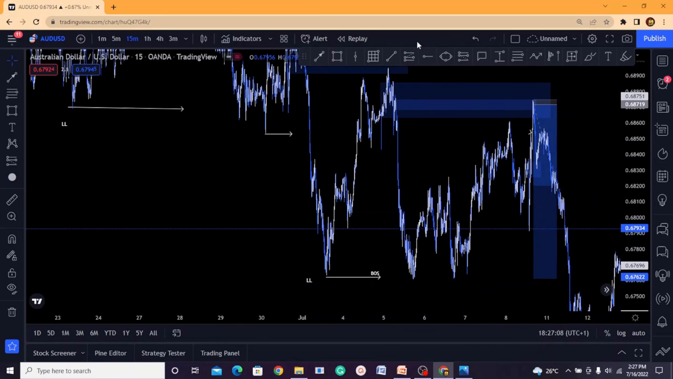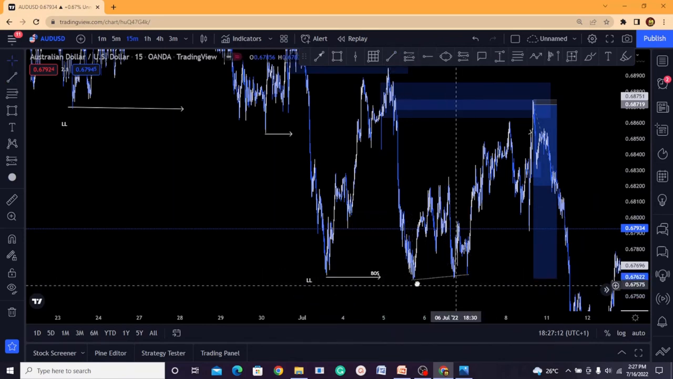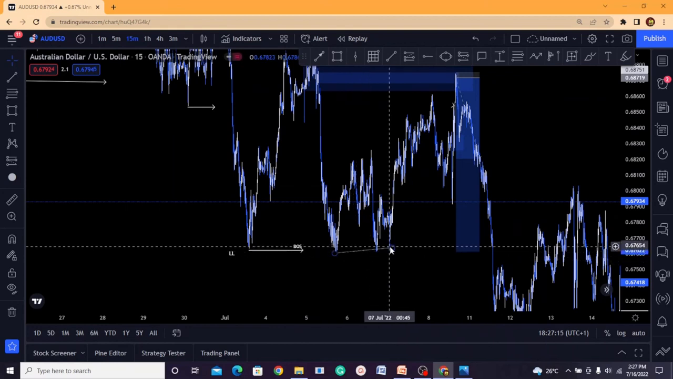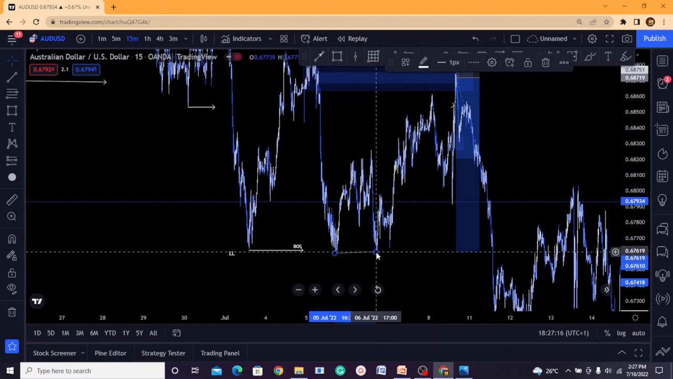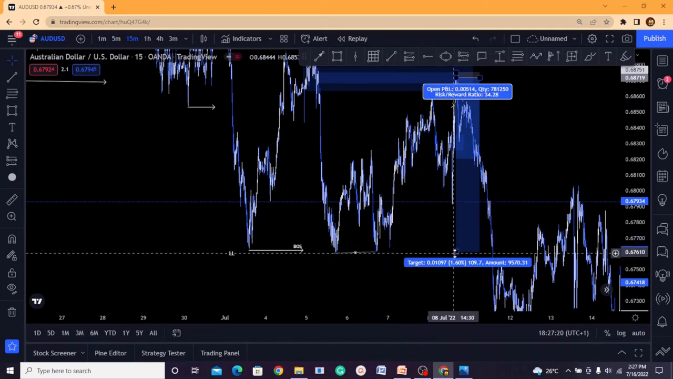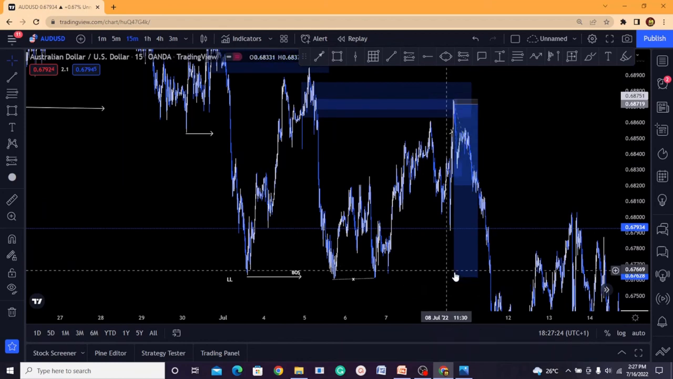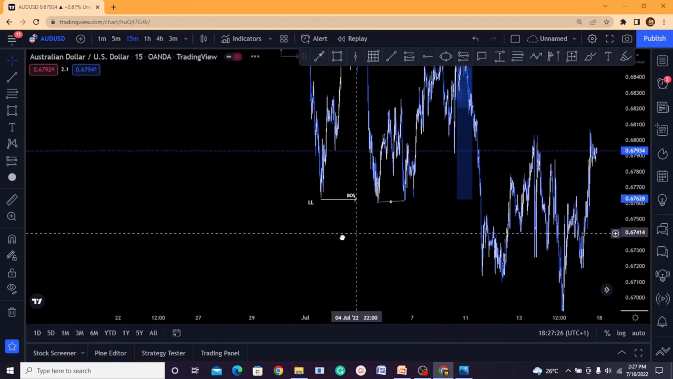You can see how price is generating liquidity here. These equal lows here. The price comes to cut, so I closed the position here. As you can see, a 1 to 4 risk to reward trade. Awesome trade.